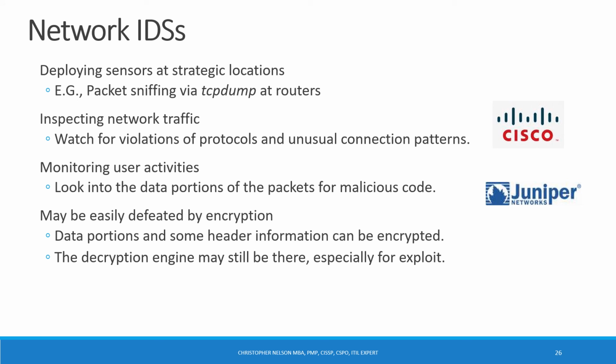So the network IDS involves deploying sensors at strategic locations, for example, packet sniffing via tcpdump at routers. This includes inspecting network traffic and monitoring user activities, and it may be easily defeated by encryption.